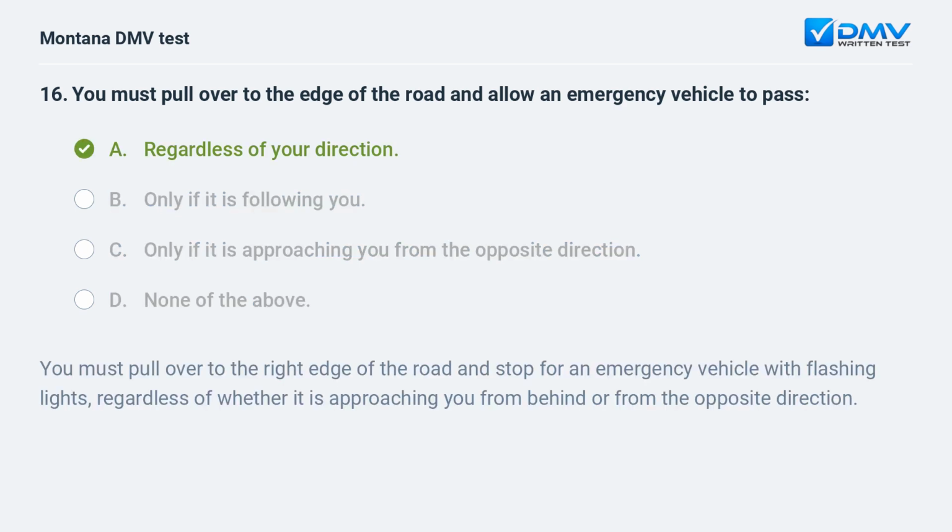A. Regardless of your direction. You must pull over to the right edge of the road and stop for an emergency vehicle with flashing lights, regardless of whether it is approaching you from behind or from the opposite direction.